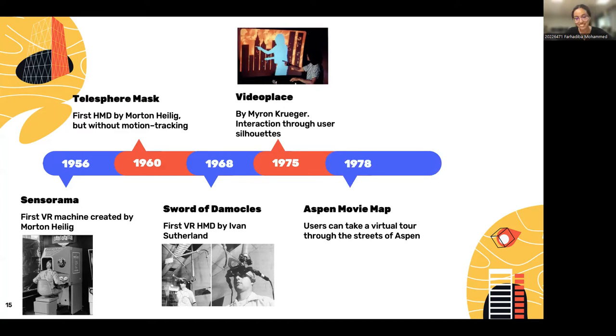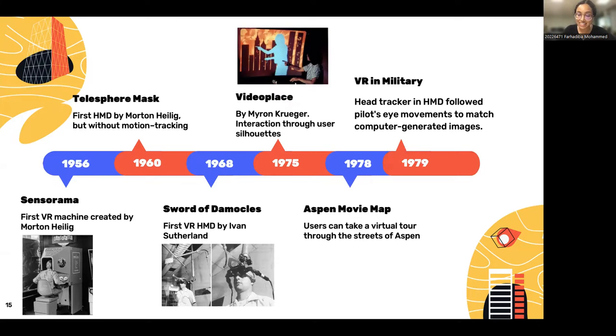In 1978, we continue with the Aspen Movie Map, which was created by MIT. Basically, users could virtually wander around the streets of Aspen in Colorado. So it's comparable to what we know as Google Street View nowadays. There were 3 modes provided, I think summer, winter, or autumn, which you could select. And it was created using photographs from a car driving through the city. So there were no head-mounted displays, but it did use first-person interactivity, and it suggested that virtual reality could transport people to other places as well.